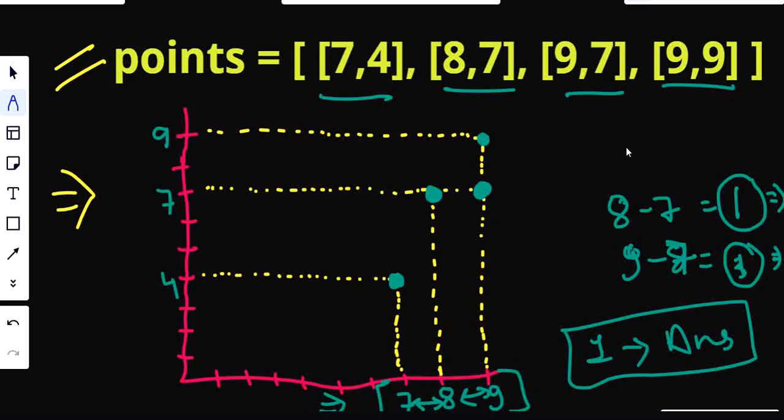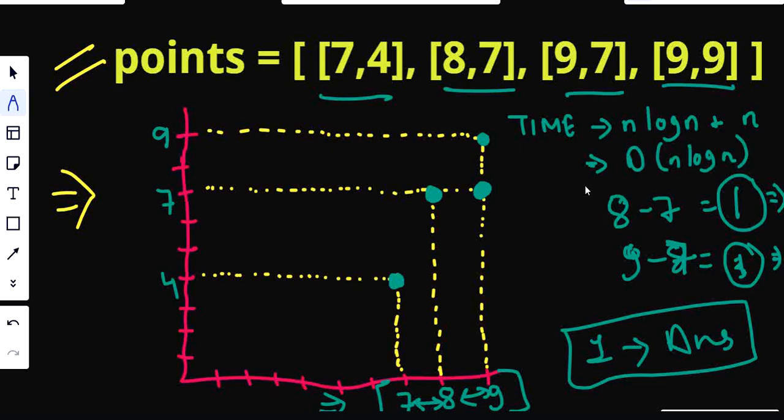Now, what will be the time complexity of this whole approach? So time complexity is going to be n log n for sorting, and then again big O of n for traversing this whole array and working with x-axis data in order to calculate the maximum width. So what will be the overall time complexity? It will be big O of n log n, right?